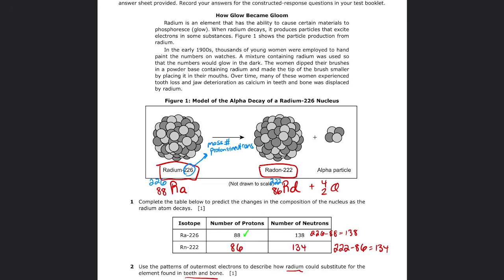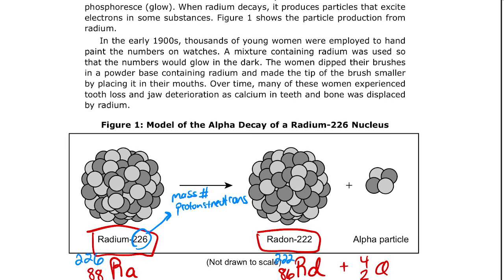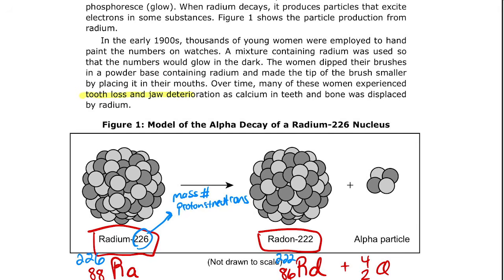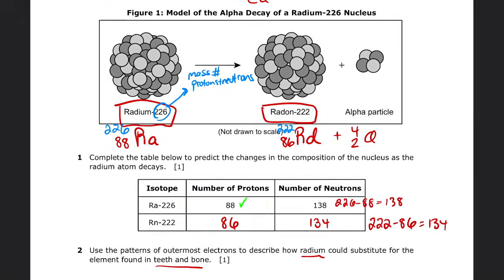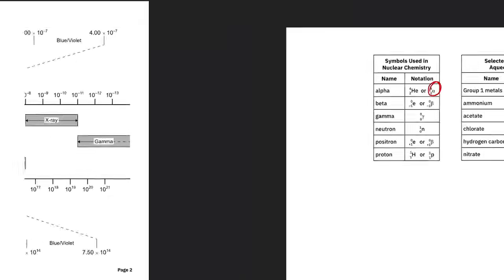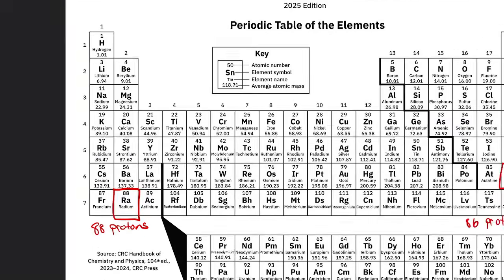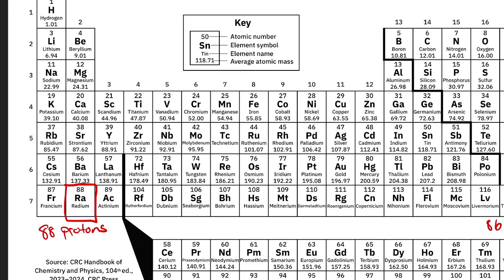Notice the passage was talking about how the young women would put the radium in their mouths and then they would have teeth decay. And it says they had tooth loss and jaw deterioration as calcium in the teeth and bone was displaced by radium. So the element that we're looking for is calcium. Okay, so let's go back to our table here. So radium is what's replacing calcium.